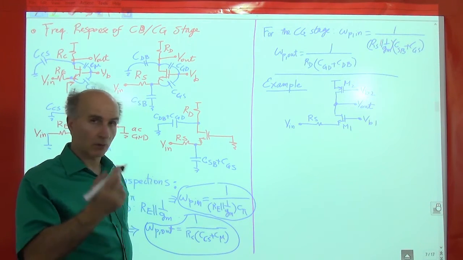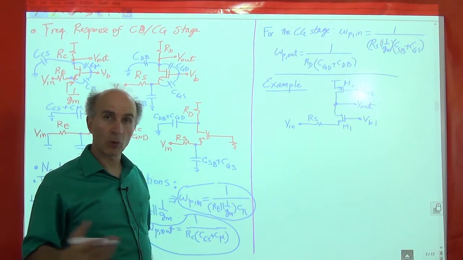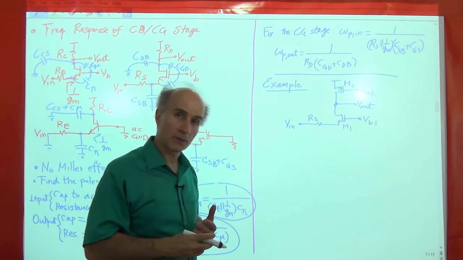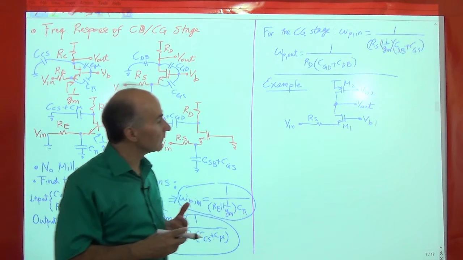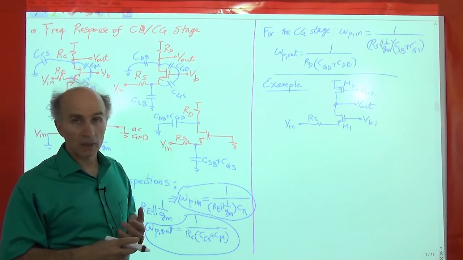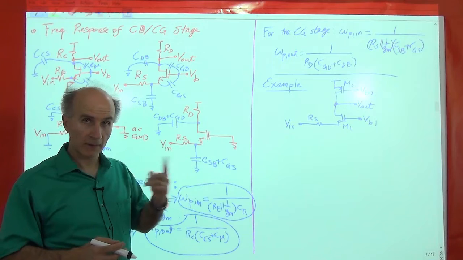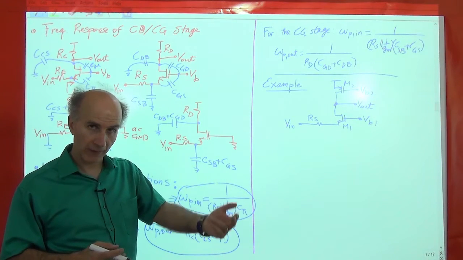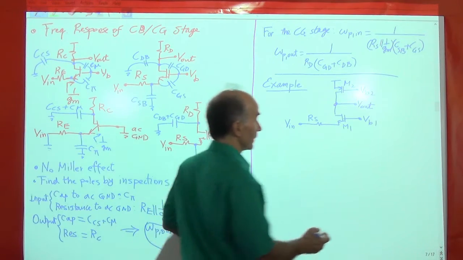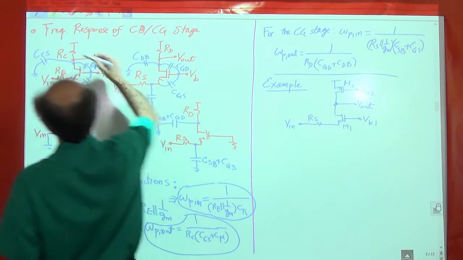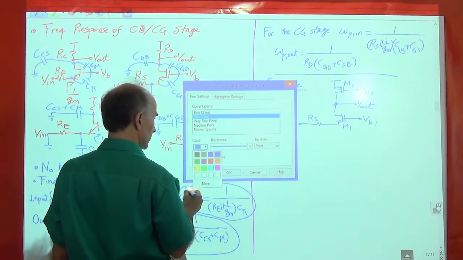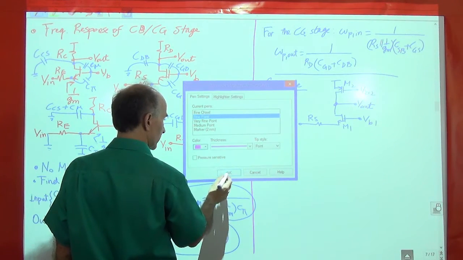All right, so let's go ahead and find the poles of the circuit. If we have the poles, then we can quickly plot the frequency response. All right, so the first step is to draw the circuit. We did. The second step is to drop in all of the capacitors of the transistors. So let's go ahead and do that. I will change the color of my pen to maybe this color.